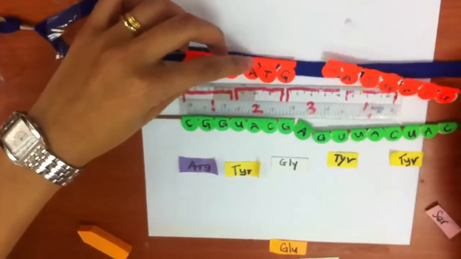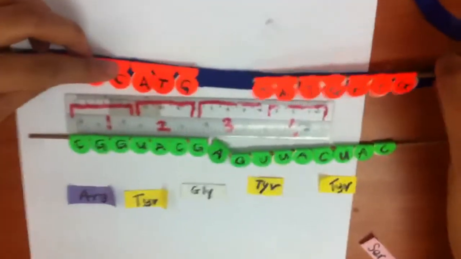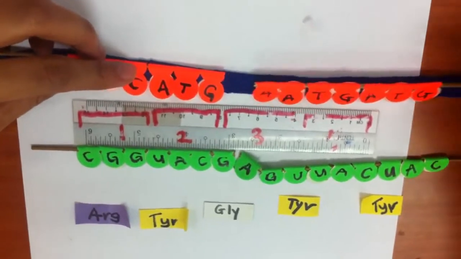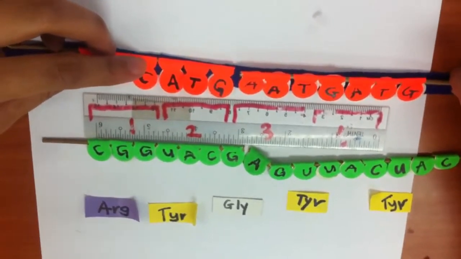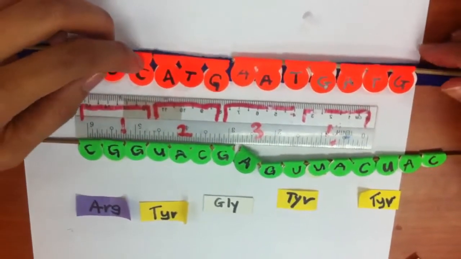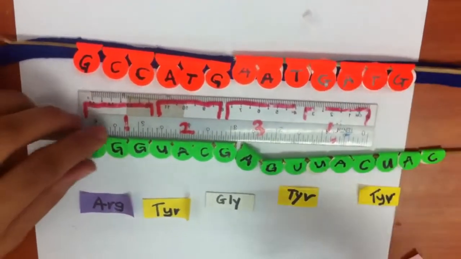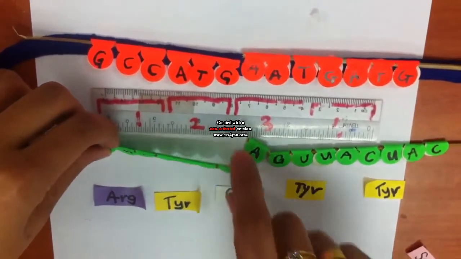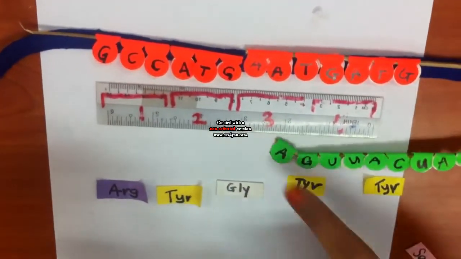3 bases have been removed. Okay, so now the bases behind the point of deletion will also shift forward. So it will cause frame shift mutation. And when this new sequence of DNA undergoes transcription, it will produce mRNA that also has a different bases sequence.